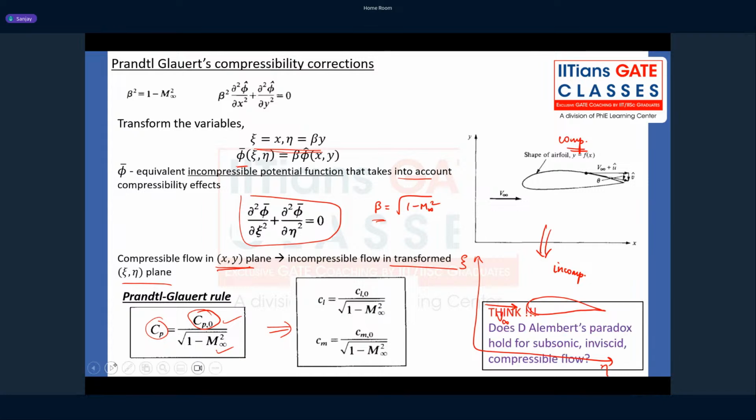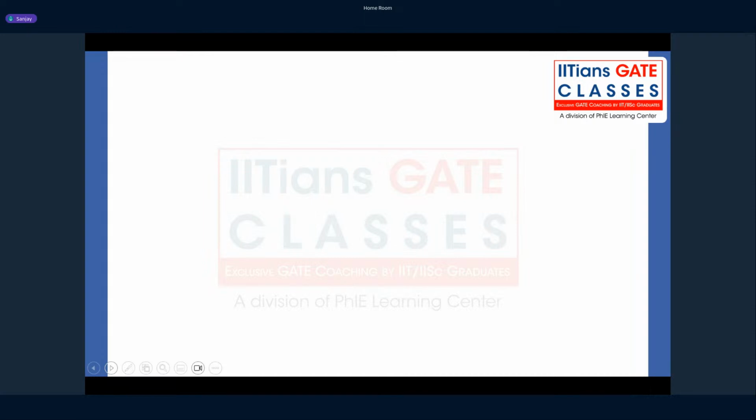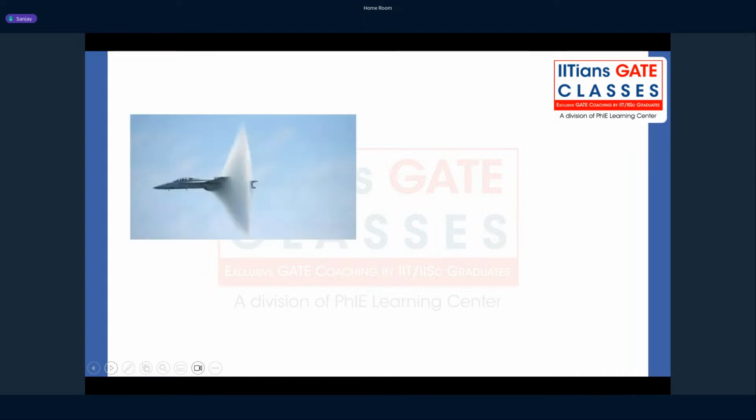So next slide, I'm going to show you something. Please guess what this is, and you can comment. What do you think this is? Have you seen this? If you can tell me what phenomenon this is, and what this aircraft is. It is a very popular phenomenon. What is happening here?